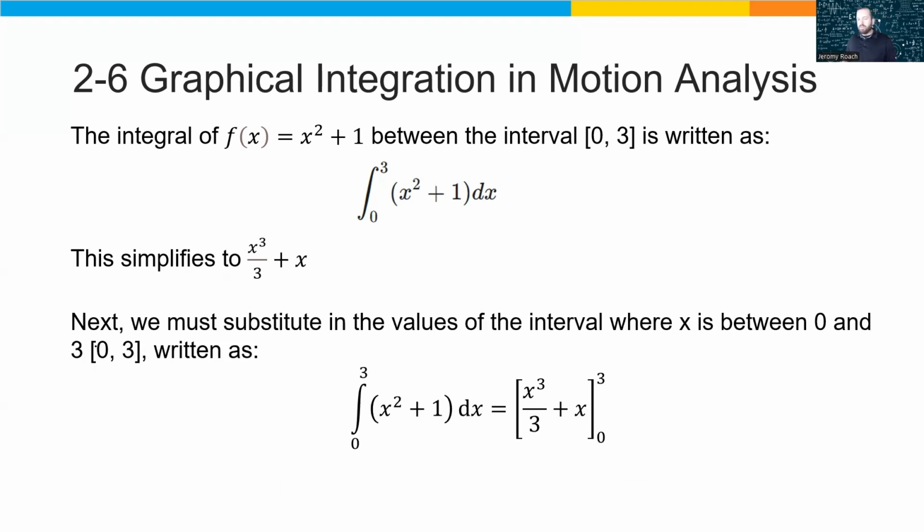Now we have to substitute in the values of the interval where x is between 0 and 3. This is how we can find what that shaded region is. This is called a definite integral. So we're finding the amount of area under the curve, between a certain interval. We're checking between 0 and 3. Earlier, we used the rectangles method, and we estimated that our answer was going to be about 8 for the area. So here's how we write this now.